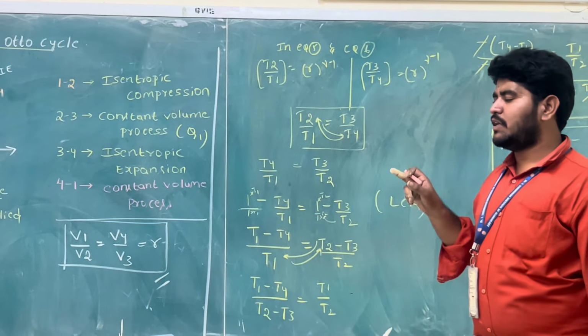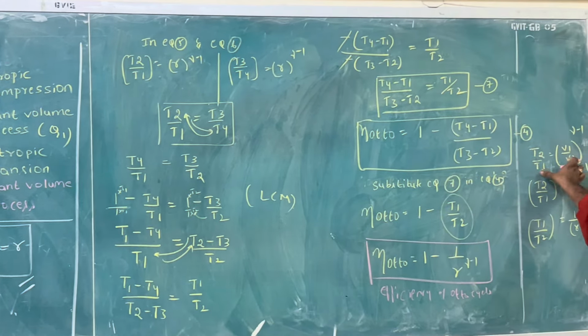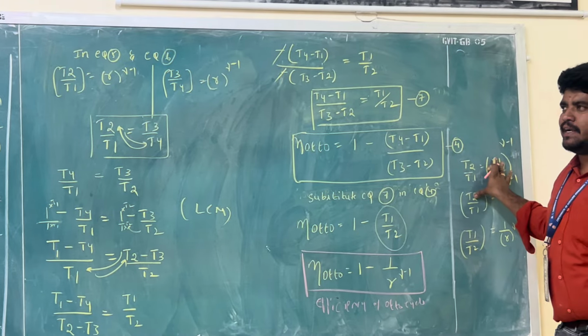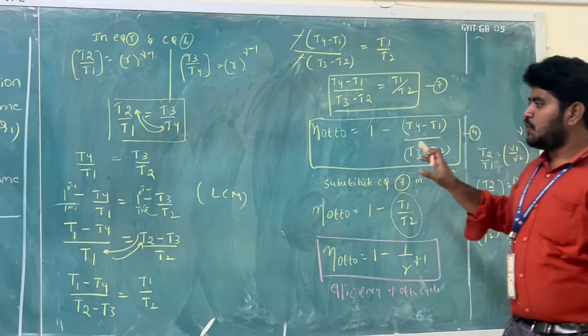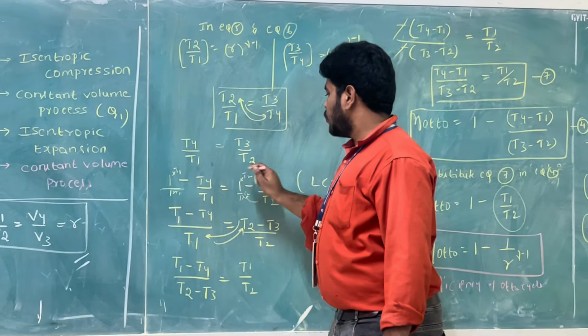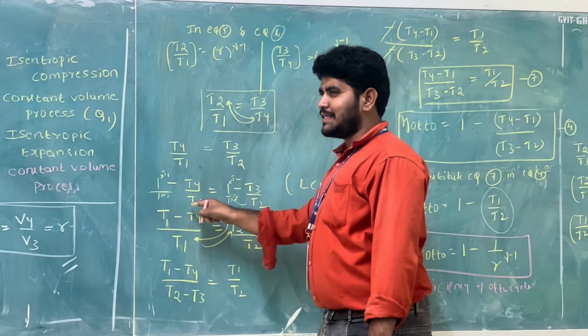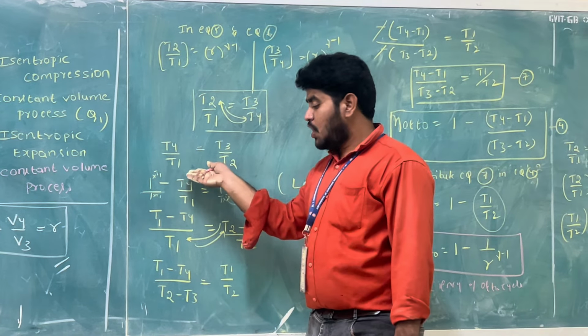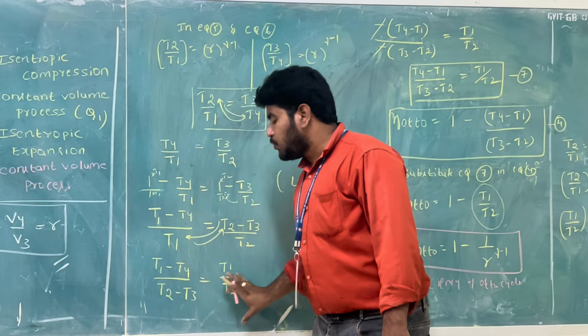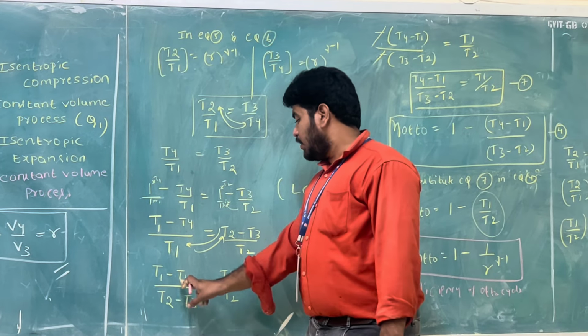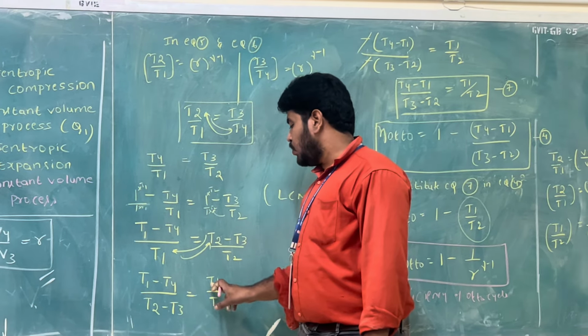As I told, T2 by T1 is equal to (V1 by V2) to the power of gamma minus 1. This ratio holds for both compression and expansion. After doing this, you have to equate like this. After that, you take 1 minus on both sides, so that when you cancel, you get the same answer here. After this, everything is brought to a very simplified equation: (T1 minus T4) divided by (T2 minus T3) is equal to T1 by T2.